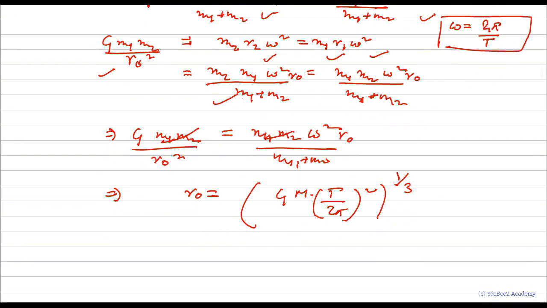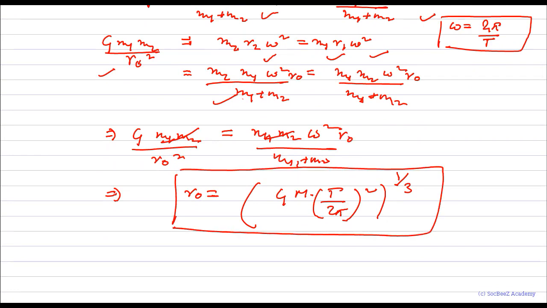So there would be r0 here, from where I get the value of r0 as this. Okay, fine.